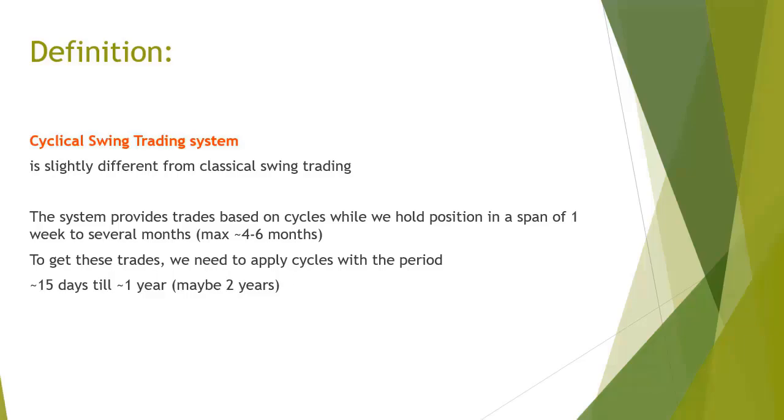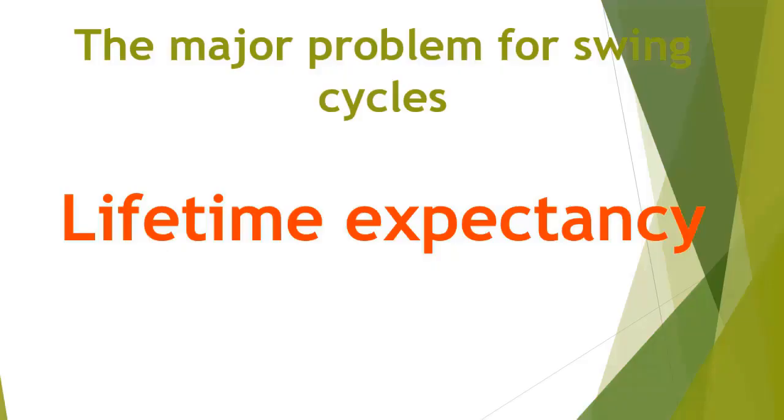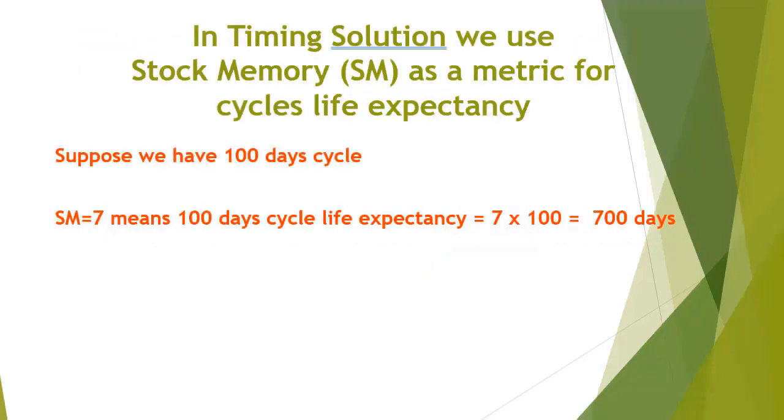And you will see why I analyze these cycles in a special way. I will show you. You see, the major problem for swing cycles is lifetime expectancy for these cycles. And it will be one more definition. This is the last definition here. Don't worry. In Time Solution we often use stock memory, SM. This is a metric to measure cycle lifetime expectancy.